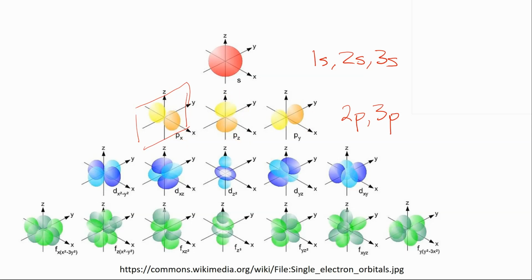When we move to the d orbitals, there are 5, and their shapes get a little more complex. Again, these are consequences of those differential equations. The 3d would be the lowest energy d orbital. We could have 4d, etc. And when we go to f, they're even more complex. The lowest energy f orbital is 4f.